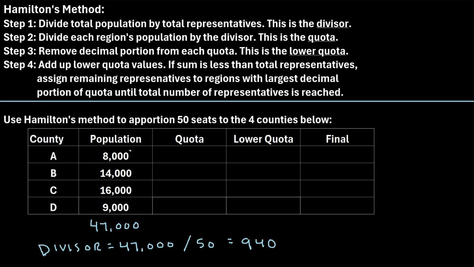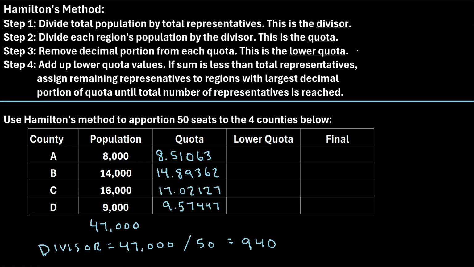So we're going to take each population. For example, for county A, we'll take 8,000 and divide it by 940. That turns out to be about 8.51063. Then we'll repeat this process for each county. Next we'll do 14,000 divided by 940, which turns out to be 14.89362. Then we'll repeat that process for counties C and D as well.